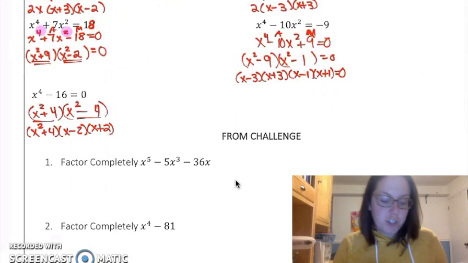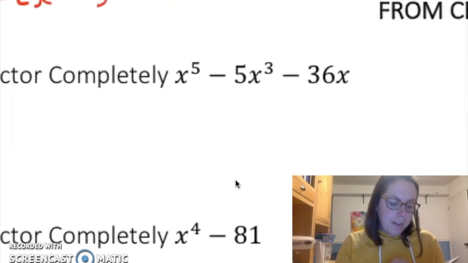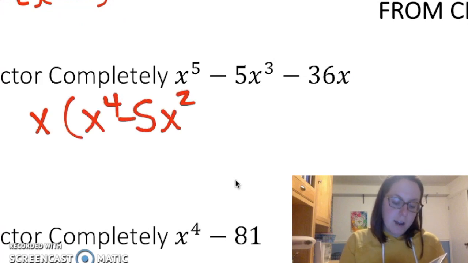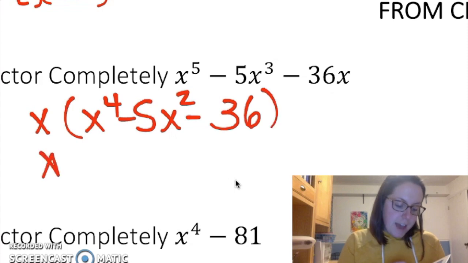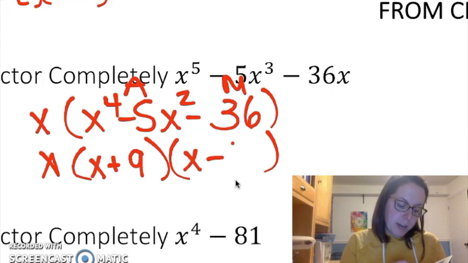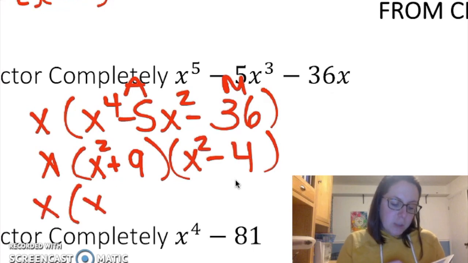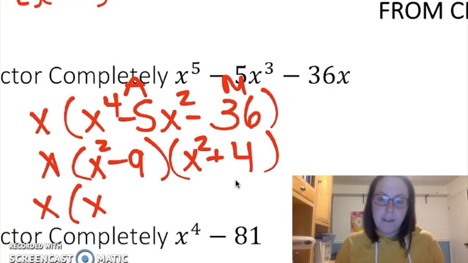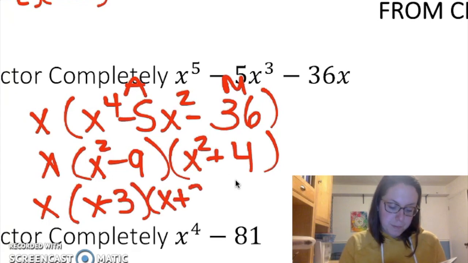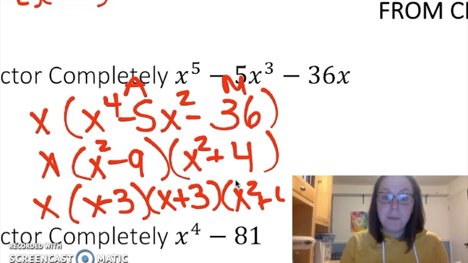So the ones that we did in class, just in our review, let's go over these quick. On this one, I'm going to take out the GCF, and then it's x to the fourth minus 5x squared minus 36. And then I'm going to find what adds to be the middle and multiplies to be the end. So x squared plus 4, x squared minus 9. The x squared minus 9 we can factor further. And the x squared plus 4 is a sum, so it is done.